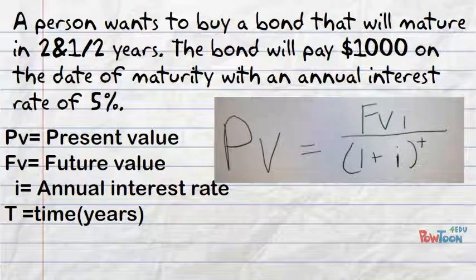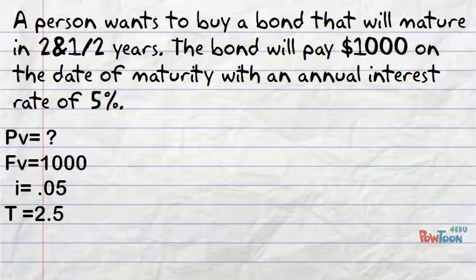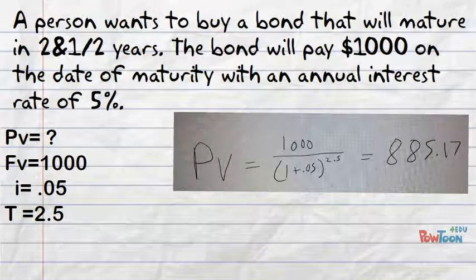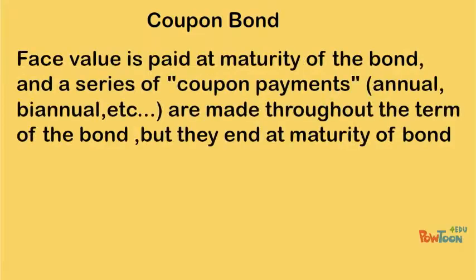As you can see from the formula that I've created, it's PV equals future value over 1 plus the interest rate with exponent T for time. Let's plug in values. PV is unknown, future value is 1,000, interest is 0.05, time is 2.5, and when we put this all in, we get a value of $885.